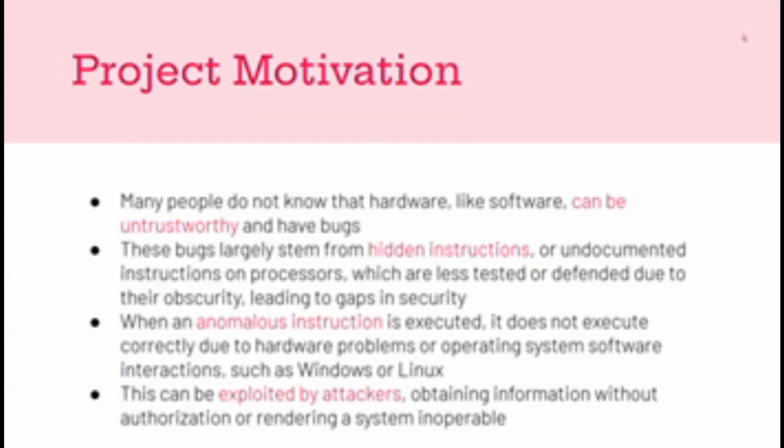So for our motivation, many people do not know that hardware, like software, can be untrustworthy and have bugs. These bugs largely stem from hidden or undocumented instructions on processors, which are less tested or defended due to their obscurity, leading to gaps in security. When an anomalous instruction is executed, it does not execute correctly due to hardware problems or operating system software interactions, such as Windows or Linux. This can be exploited by attackers, obtaining information without authorization or rendering a system inoperable.